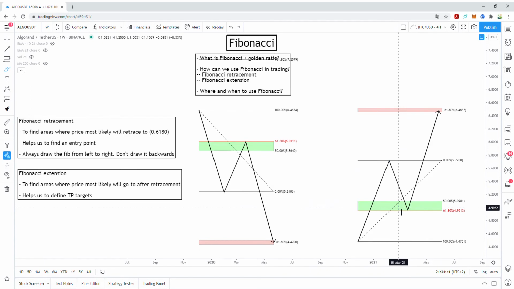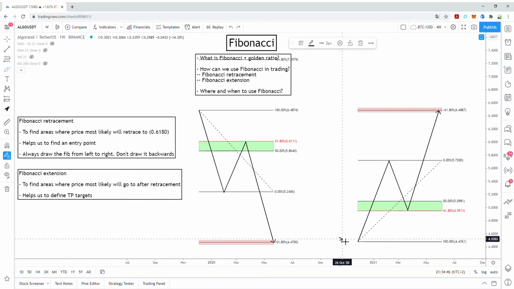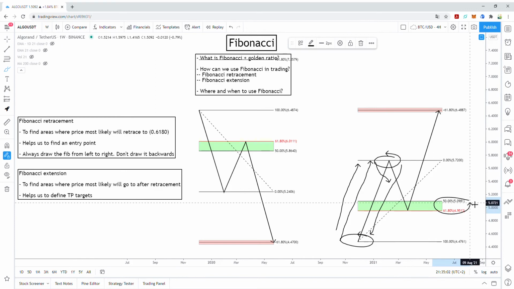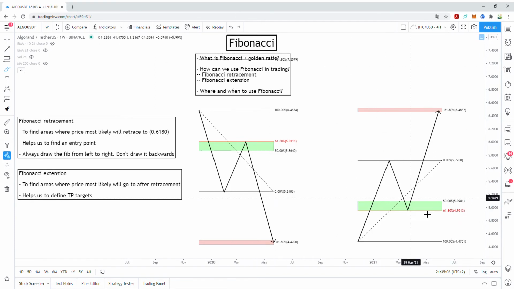So let's have a quick review. If we have a move up, like in this example, you can draw the fib once it starts to retrace the move. You can draw it from the low to the high and always draw it in this direction. Don't draw it back, because you will not have the good percentages in the right place.